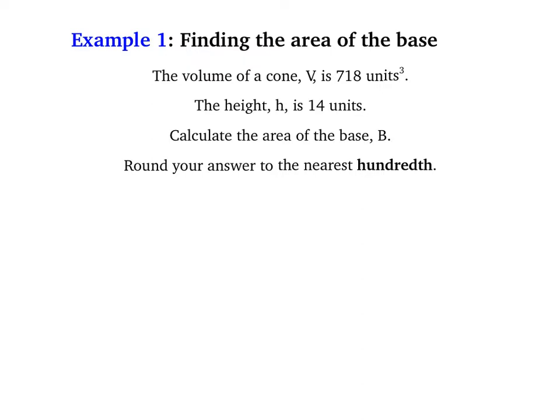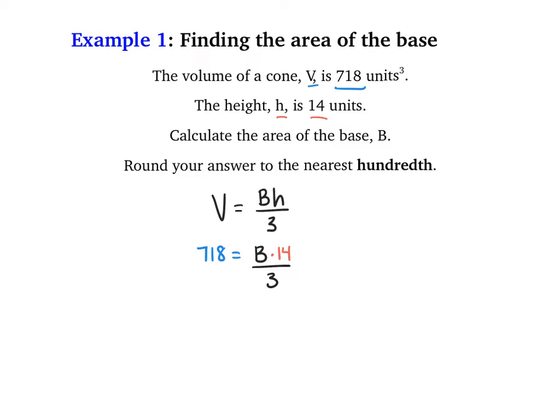Just like when we were working backwards from cylinders, we're going to start off with the formula for the volume of a cone. A cone is V equals base times height, all divided by 3. Next, I'm going to start substituting in the information that I know. It first tells me that the volume, V, is 718 cubic units, so I'm going to substitute that 718 in for V. I don't know the area of the base, so I'm going to leave that as B, but I do know that the height is 14, so I'm going to make that substitution as well. And then that divided by 3 is always there.